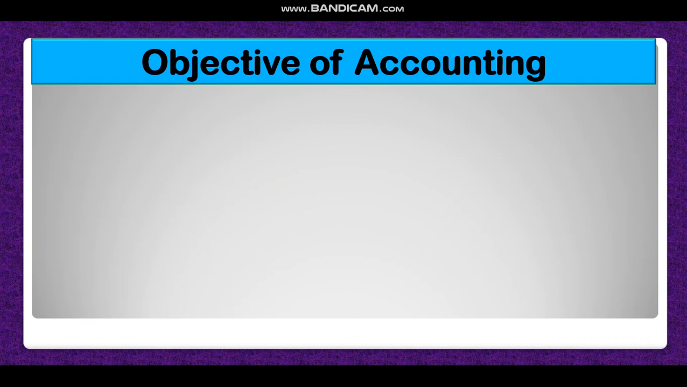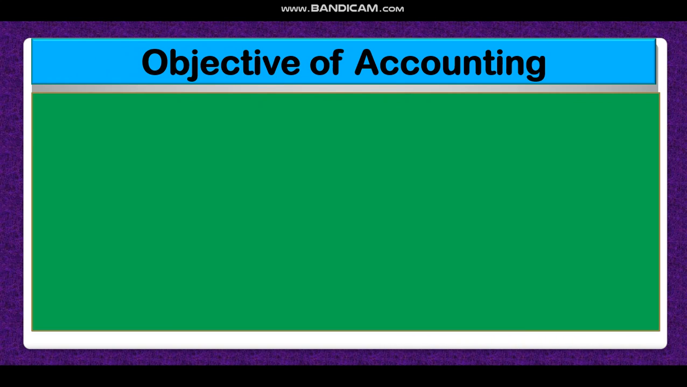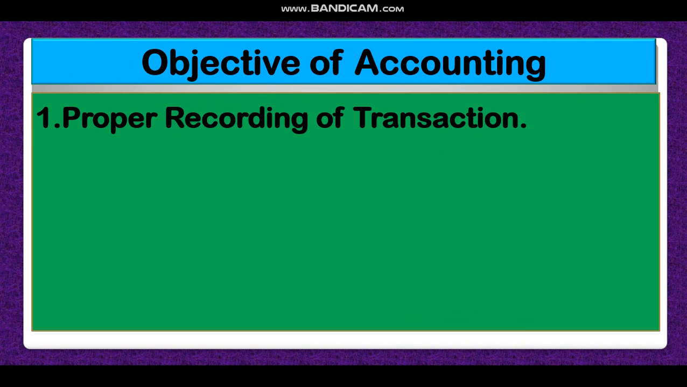Dear student, now objectives of accounting. That means why would you do accounting? What is the benefit of doing accounting? For what purpose will we do the accounting? Dear student, the number one objective is proper recording of transaction. You know that transaction means give and take. And the give and take which changes the financial condition, that is a transaction. And this transaction we have to record in the books of account so that at the end of the year we can find out the result. That's why the foremost objective of accounting is proper recording of transaction.